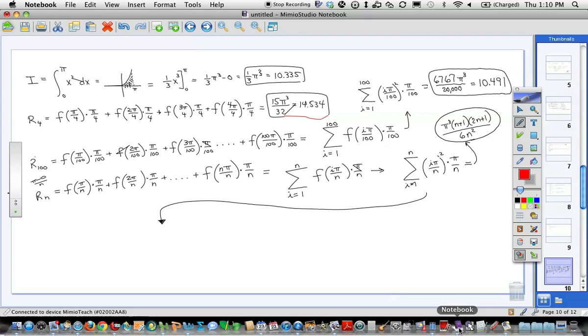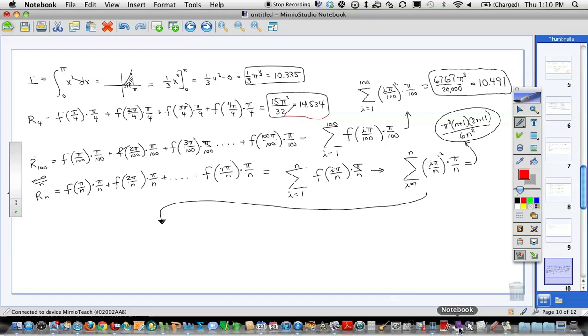Now, basically what I've got there is a formula for R4, R100, R anything, right? For this problem, I've basically given myself a formula for R anything. For example, we could just check it. Is it right? R4, we have this. So let's try R4. That would mean 4 would go in for n, right? That's what n is. n is the number of rectangles.